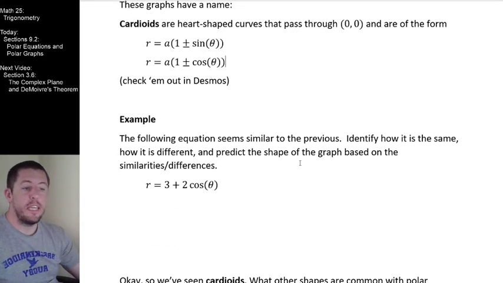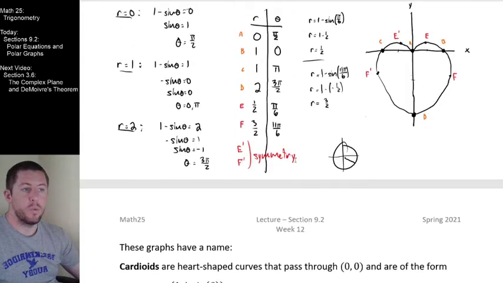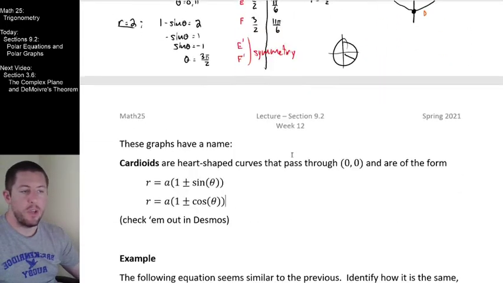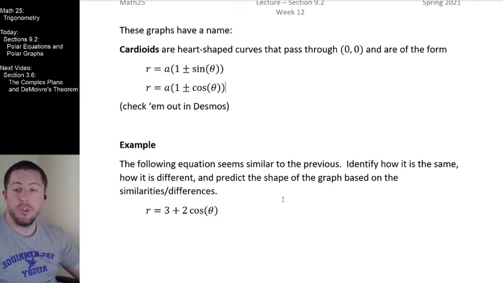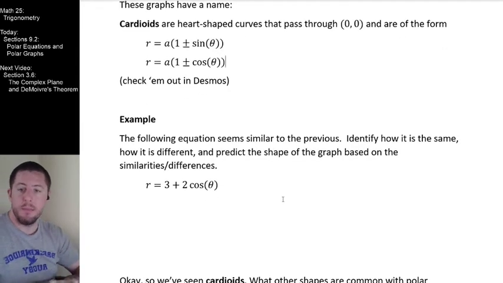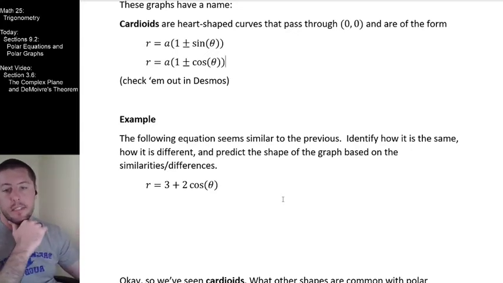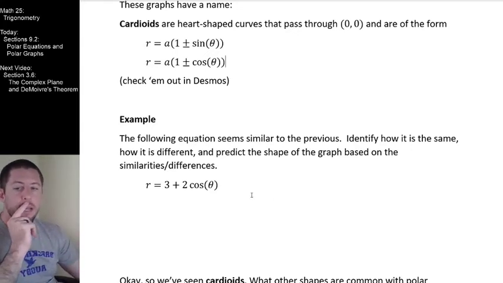The following equation seems similar to the previous. The previous was 1 minus sine of theta equals r. This is 3 plus 2 cosine theta equals r. So it seems similar because we have a constant plus or minus a constant times a trig function equals r. So this has very, very similar structure. How is this going to be a little bit different?